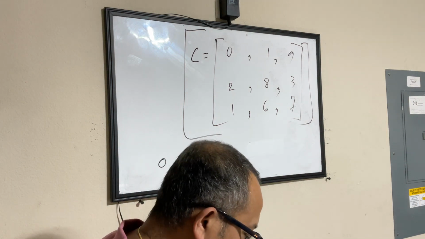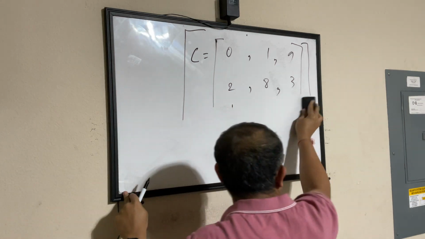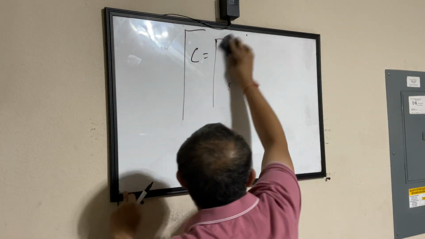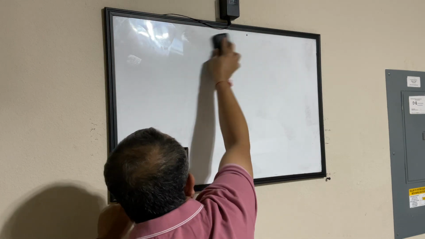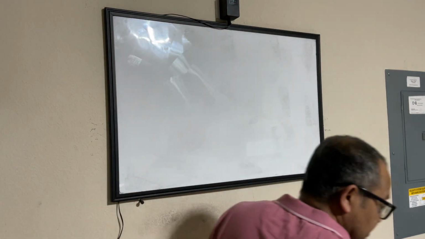Yeah. So this is about the zero matrix. We'll talk about the properties of the zero matrix also. Let's learn one more concept called opposite matrix.